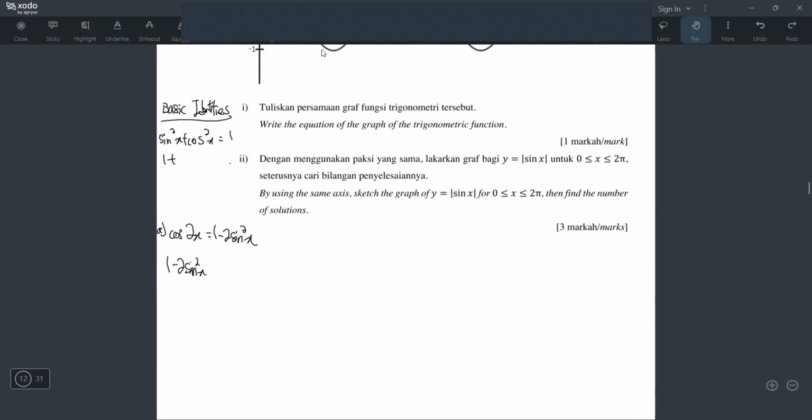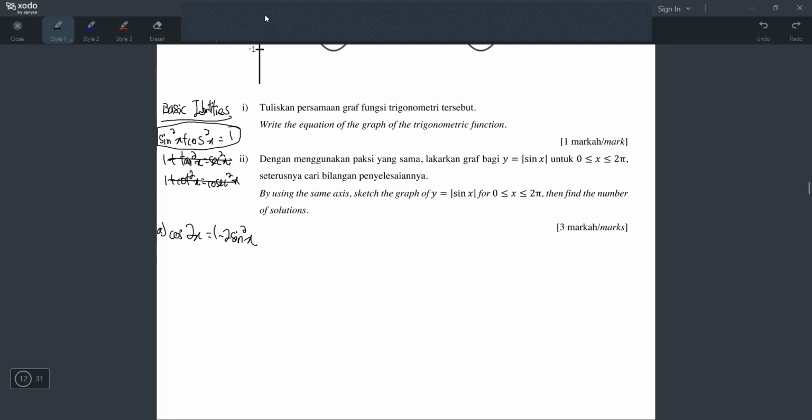So let's come back here. 1 plus tangent square equals sec square, and then one more basic identity, 1 plus cot square equals cosec square. But I don't think I'll be using this one and this one. I think I'll just be using this one, right? So how do we prove this? This is the left-hand side. We start from the right-hand side. Let's write right-hand side, which is 1 minus 2 sine square x, and then I will try to change this so that it becomes the left-hand side.